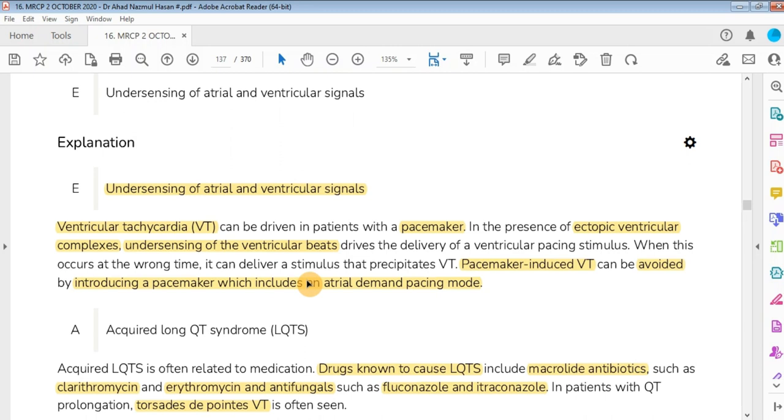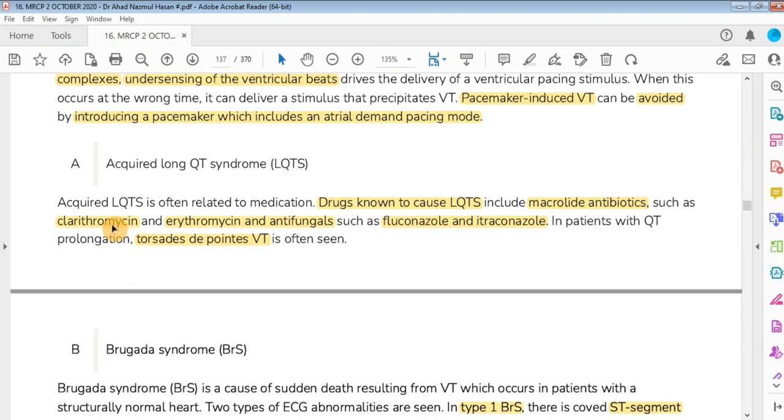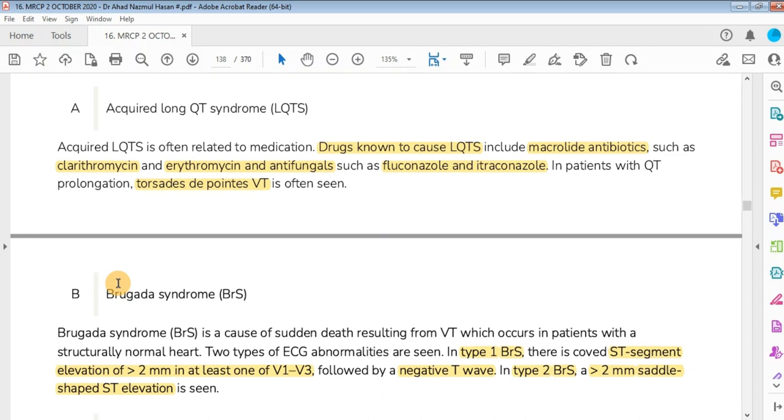Long QT syndrome will have a prolonged QT interval and is often associated with drugs like clarithromycin, erythromycin, sotalol, or the antifungals fluconazole and itraconazole. A patient with long QT syndrome may ultimately develop torsades de pointes VT. And torsades de pointes VT should be treated with IV magnesium 1.2 to 2 mg every 20 minutes.